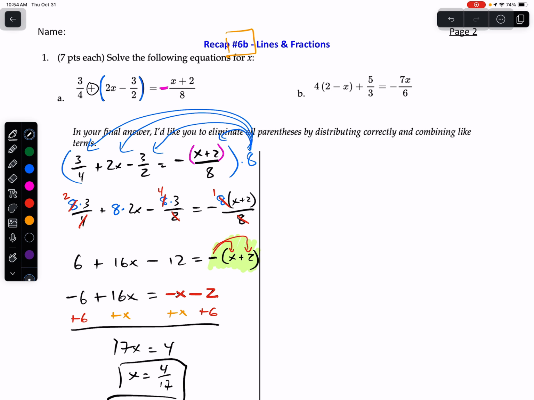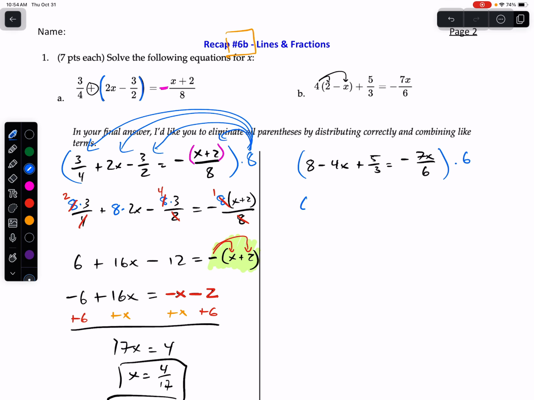This turned out to be relatively easier for people. I was super excited by it. I think the vast majority of folks chose to do this distribution first. So they got 8 minus 4x plus 5 over 3 equals negative 7x over 6. And then once they did that, they then chose to multiply through by the common denominator, which is 6 here.